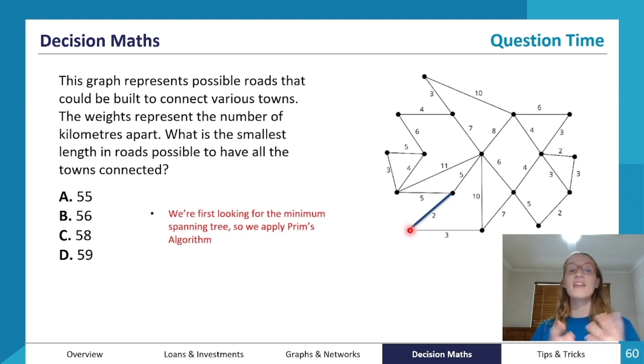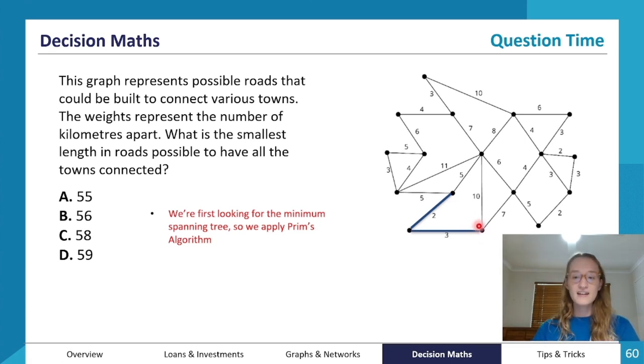So now I've got to find the next most efficient way to add in another vertex. If I added this one, it'd give us a weight of 5. This one would give us a weight of 5, but connecting in this one would give us a weight of 3. So I'm going to choose to add in that one there. Awesome. Now I've got 3 vertices in my tree.